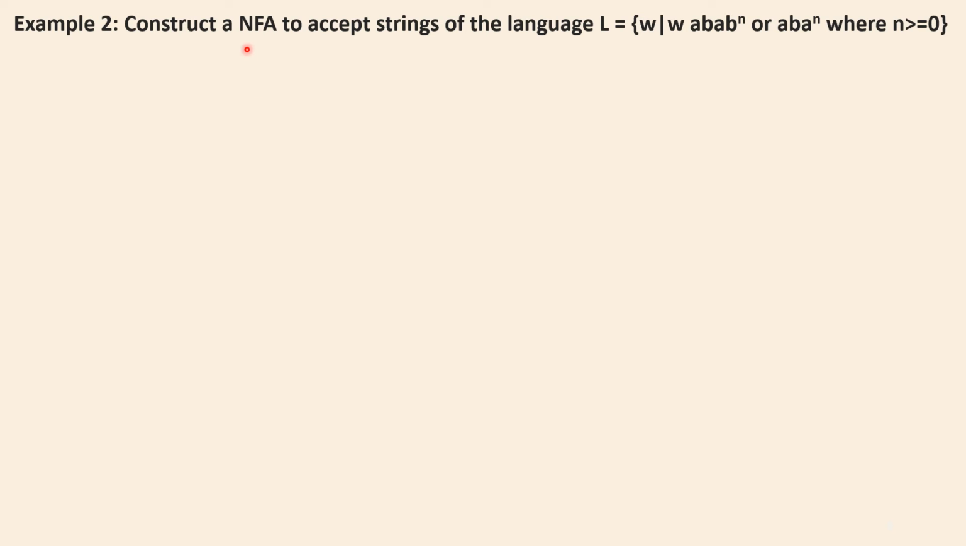So let us take another example. To construct an NFA accepting strings of the language AB^n A or (ABA)^n, where n is greater than or equal to 0. Here it is not the whole power n. So it means ABA, where the power n is only for B, that is AB^n A. And here also it is AB and we have A^n.